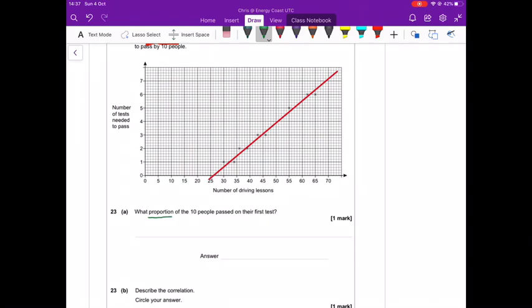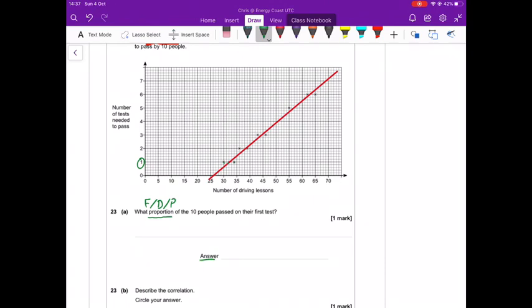What proportion, let's look at that word here. That means either a fraction or a decimal or a percent. That's what it wants as your answer, okay? Either a fraction, decimal, percent. Of the 10 people passed on their first test, number of tests need to pass 1.